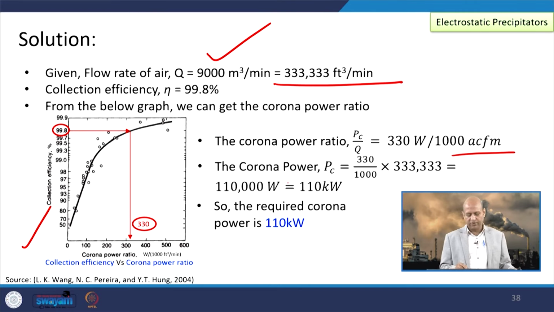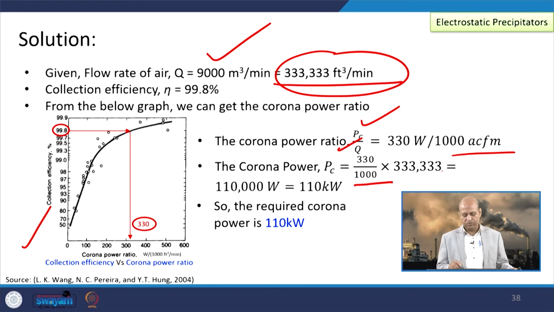Then this is PC divided by Q. So, 330 divided by 1000, multiplied by this particular value, we get around 110,000 watt or 110 kilowatt. This corona power is required for this particular ESP device.